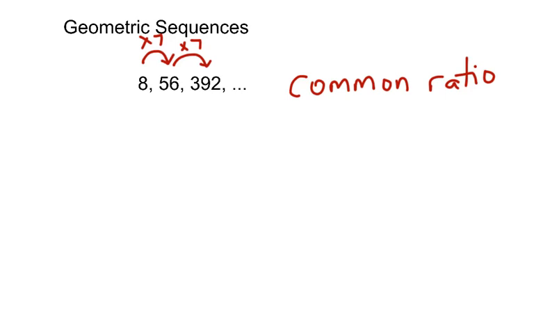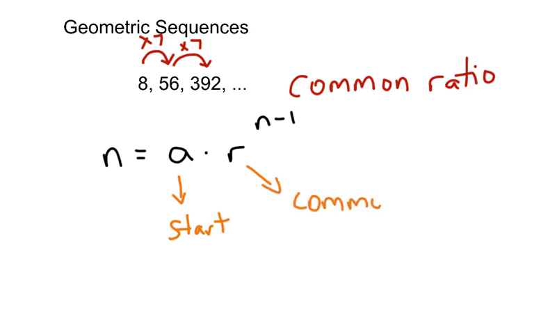If we want a formula for the nth term for a geometric sequence, the formula that we're going to start with is, again, n equals a, which is familiar. A is just the starting point, times r raised to the n minus 1 power. This is very similar to the last one, really. A is, again, our starting point. r is our common ratio. And again, n minus 1, that's how many times we have to do it.